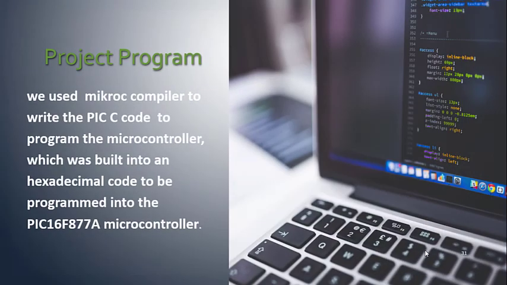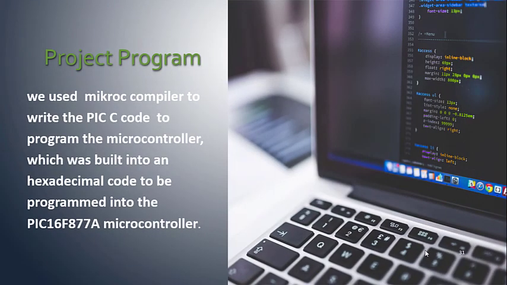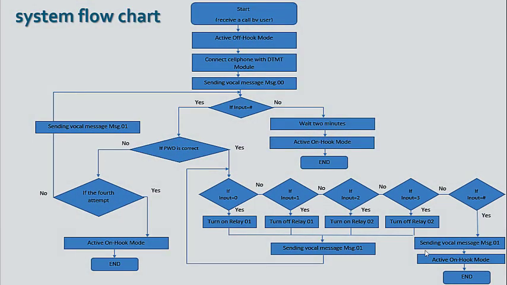Project program. As we mentioned before, we used the MikroC compiler to write the PIC C code to program the microcontroller, which was built into a hexadecimal code to be programmed into the PIC16F877A microcontroller. And the next figure shows the system flowchart.